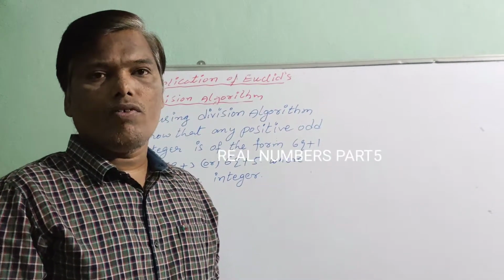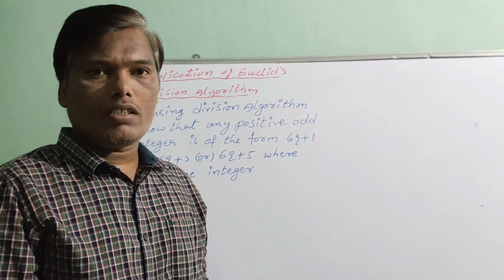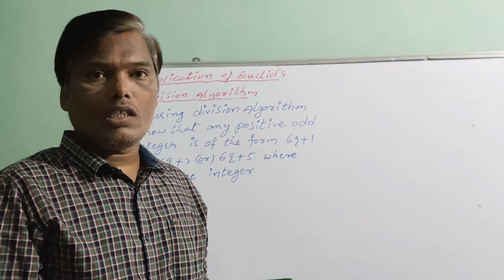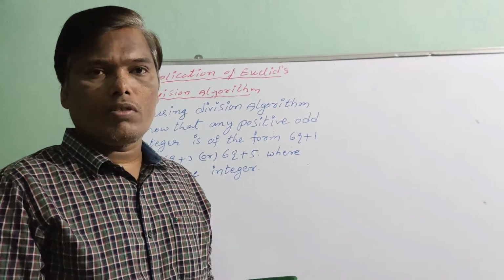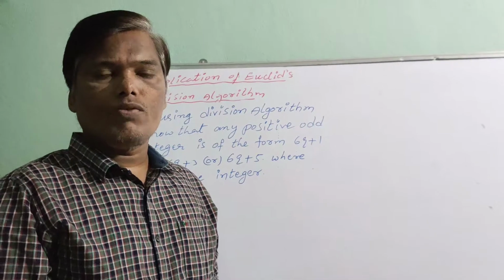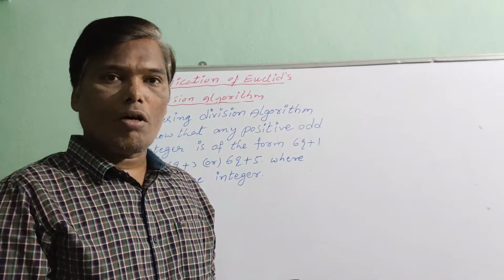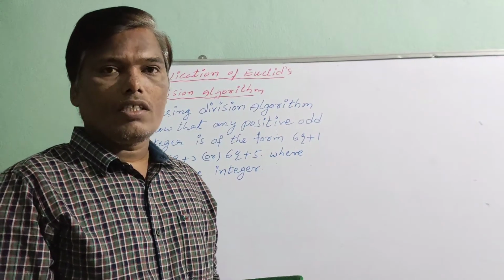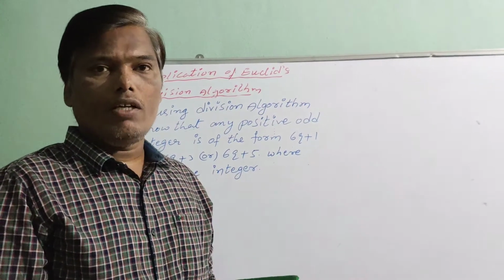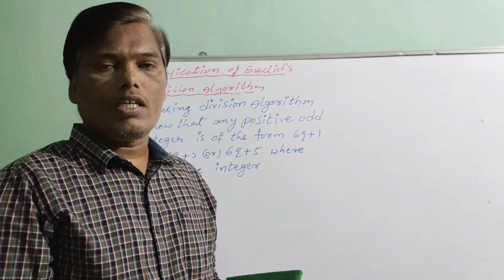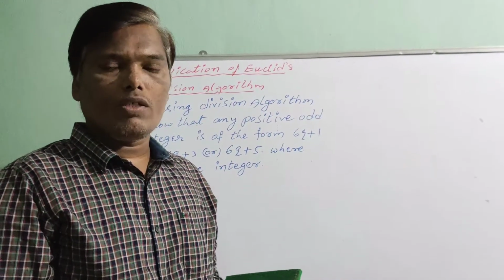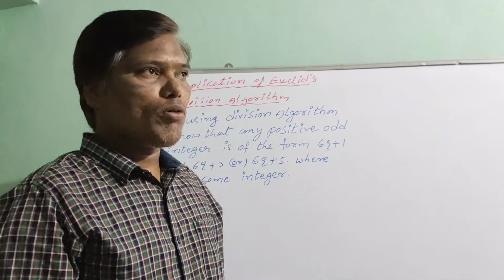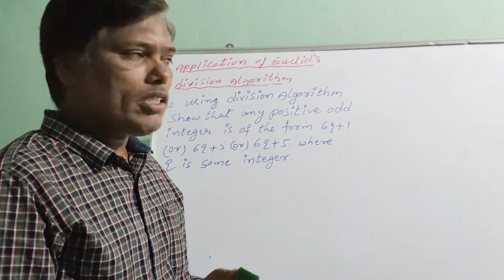So in Part 3, we learned how to find the HCF of fractions, and in Part 4, we learned how to find the HCF of decimals using Euclid's division algorithm. Actually, this Euclid's division algorithm has several applications related to the properties of numbers. So in this session, Part 5, mainly we are going to learn the properties related to numbers using Euclid's division algorithm. So today I came up here with a problem from exercise 1.1.